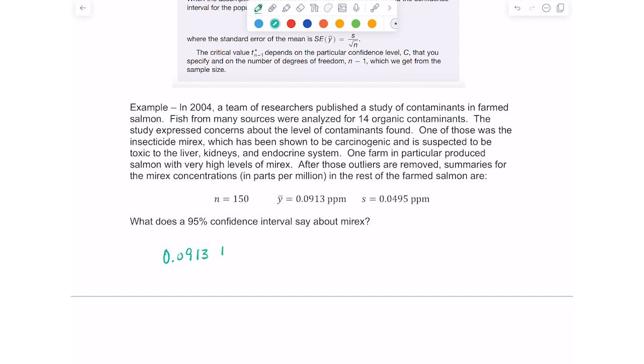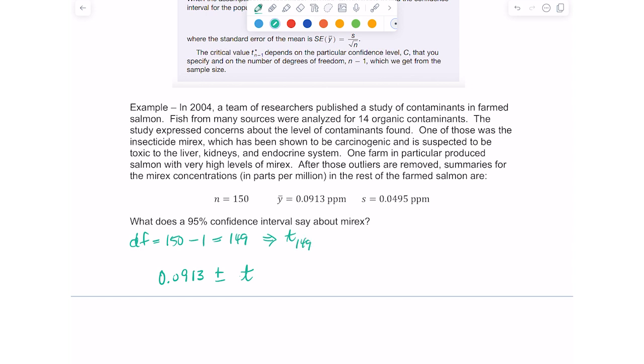So next I need my t critical value, degrees of freedom, okay? So let's talk about that for a second. So to find the degrees of freedom, remember it's just n minus 1, so n is 150, subtracted by 1, you get 149. So basically what I'm finding is t star 149.